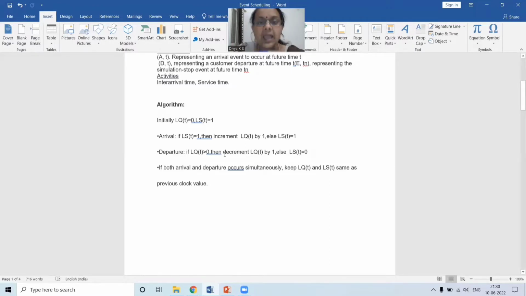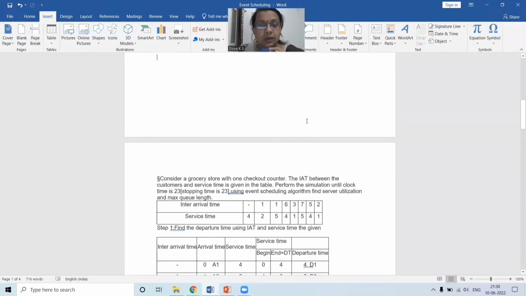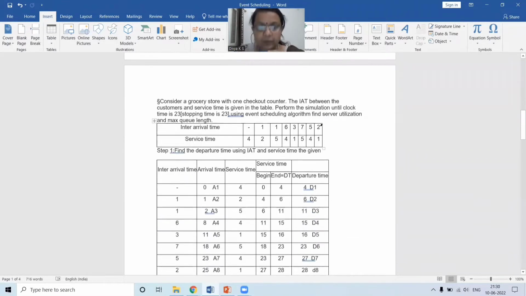It will be clear, and there will be some situation where both arrival and departure come together. If they are coming together or simultaneously, keep both the values the same as the previous. So these three things, all of you must know, then only we can solve the problem. So now we will go for the first problem.